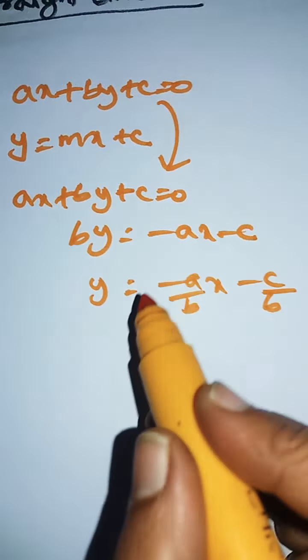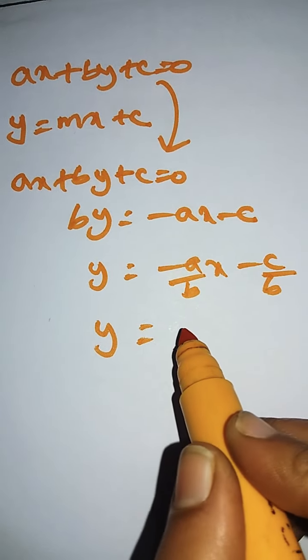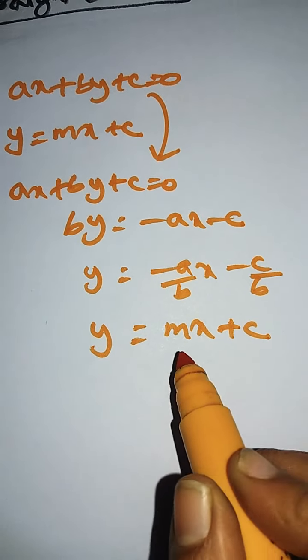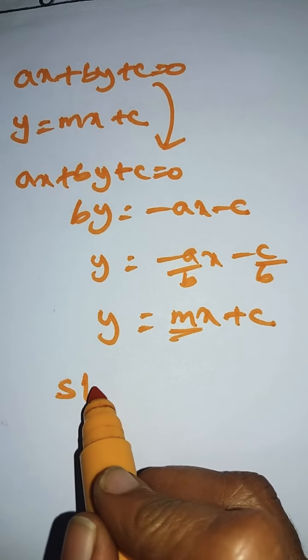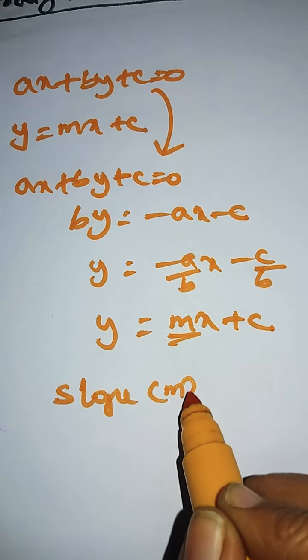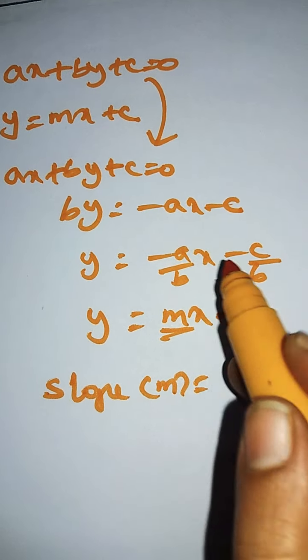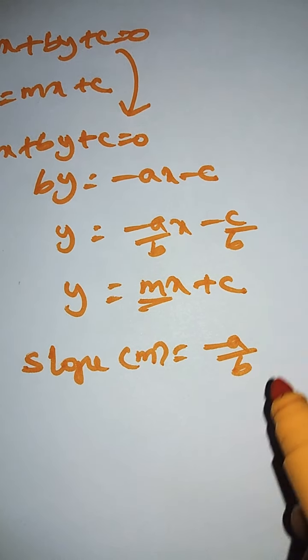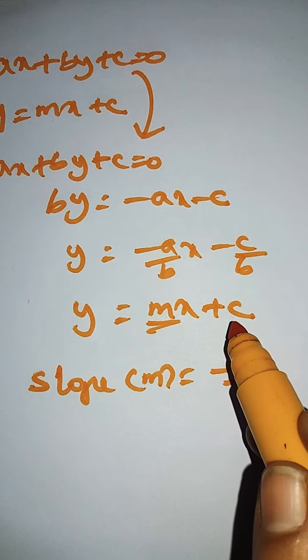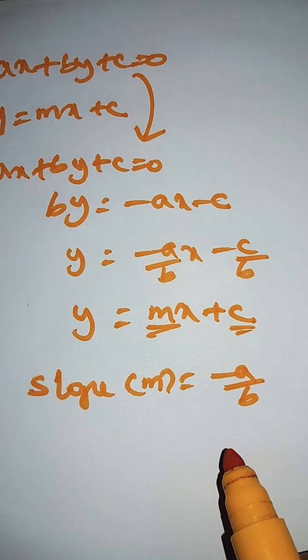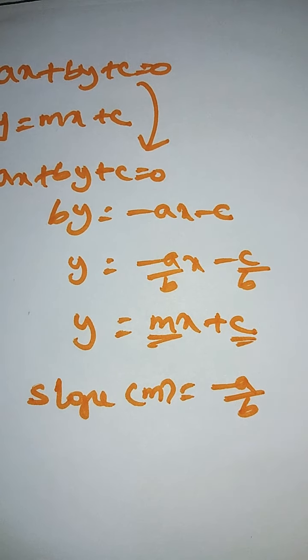Compare this equation with y = mx + c. So what is the slope here? Slope m is equal to the x coefficient, that is -a/b. And what is the y-intercept? The y-intercept is c, it is -c/b.